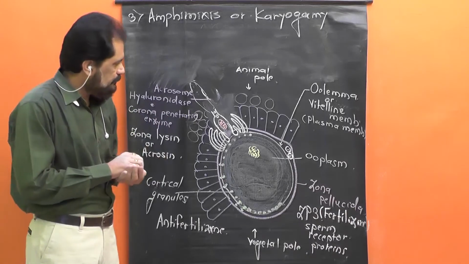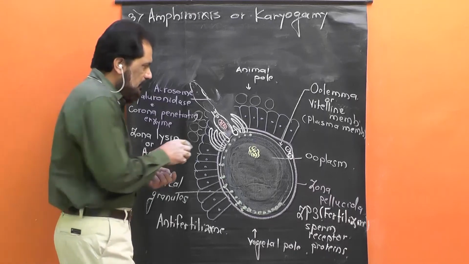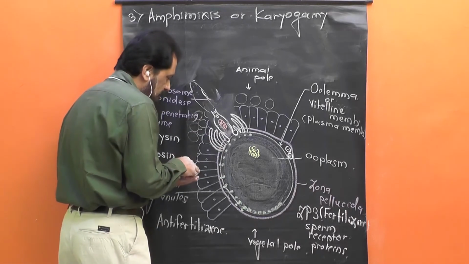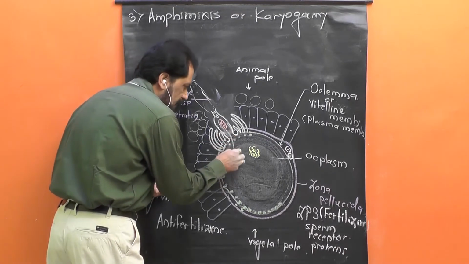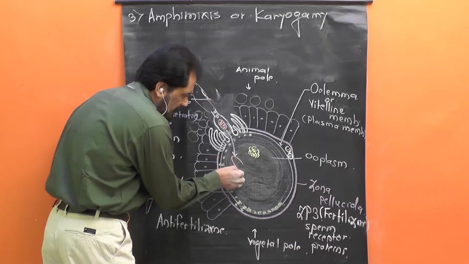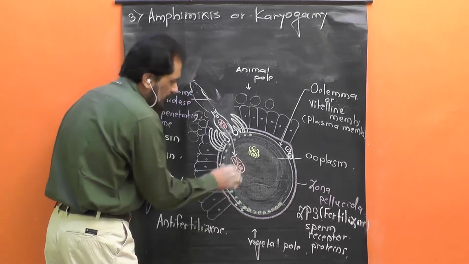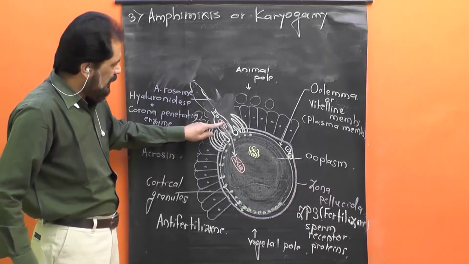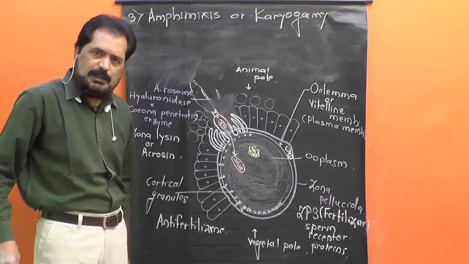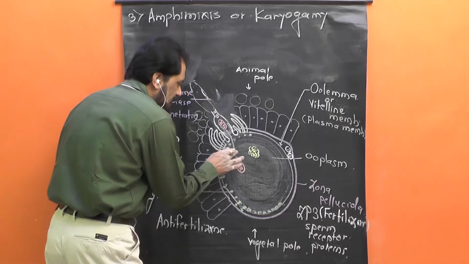Now look, during sperm penetration, the nucleus of the sperm enters into the ovum. या ठिकाणी जो न्यूक्लियस आहे, हॅप्लॉइड न्यूक्लियस स्पर्मचा, तो या ठिकाणी ओव्हम मध्ये ढकलला जातो. It is also followed by the proximal centriole.